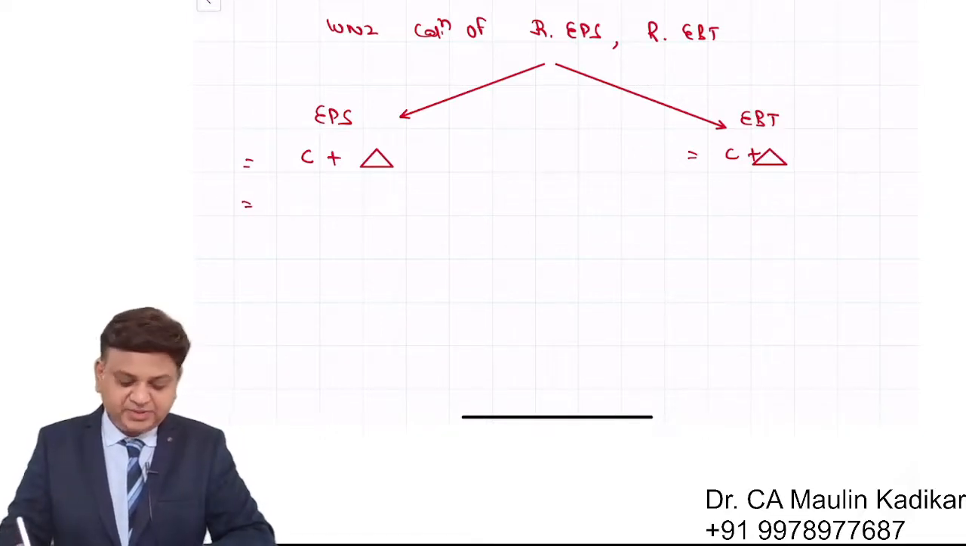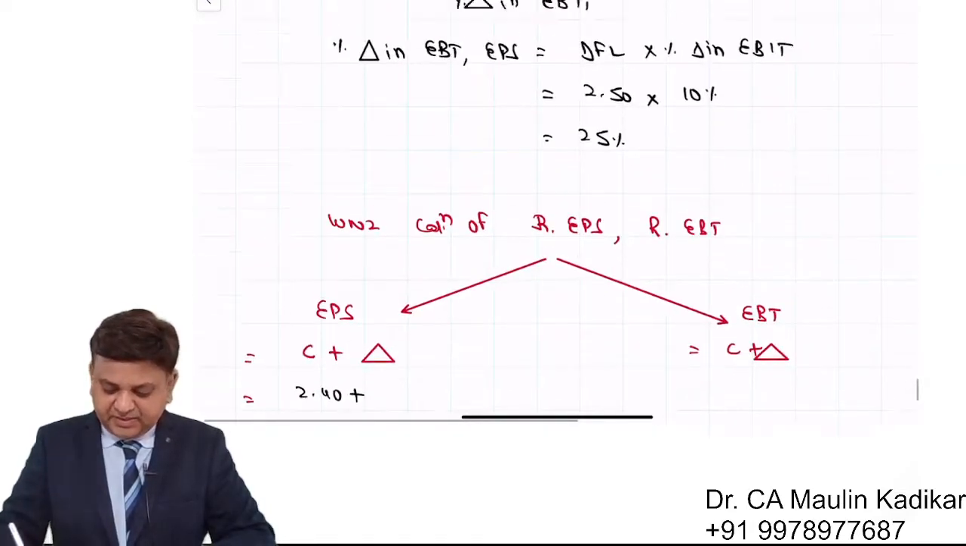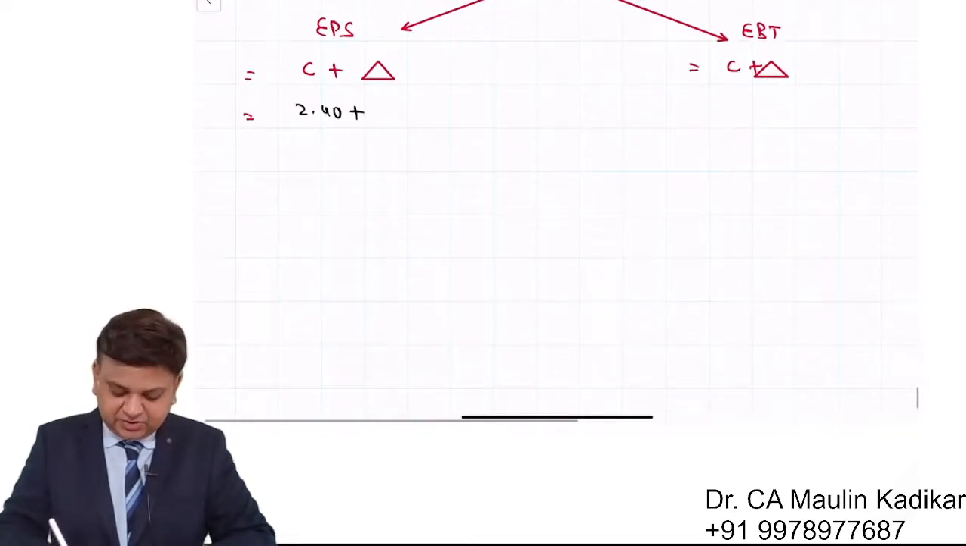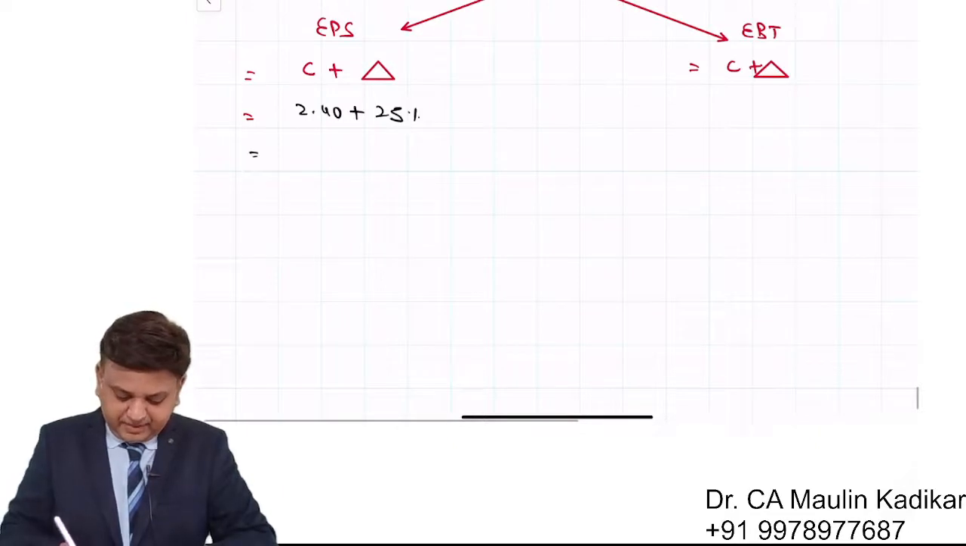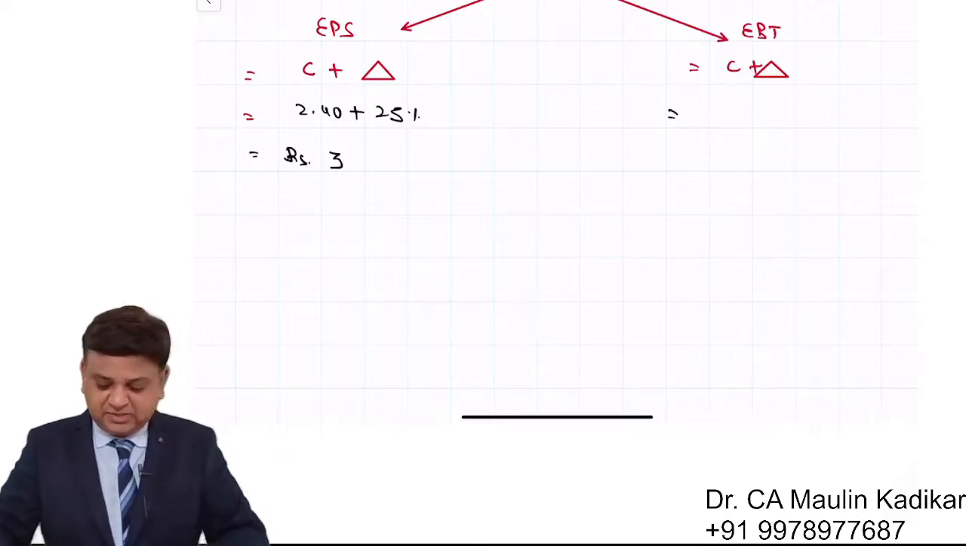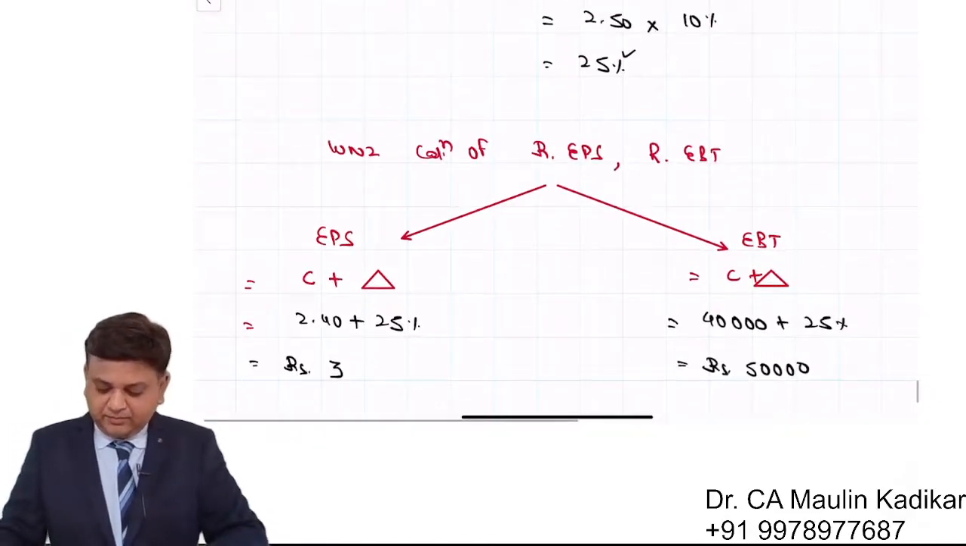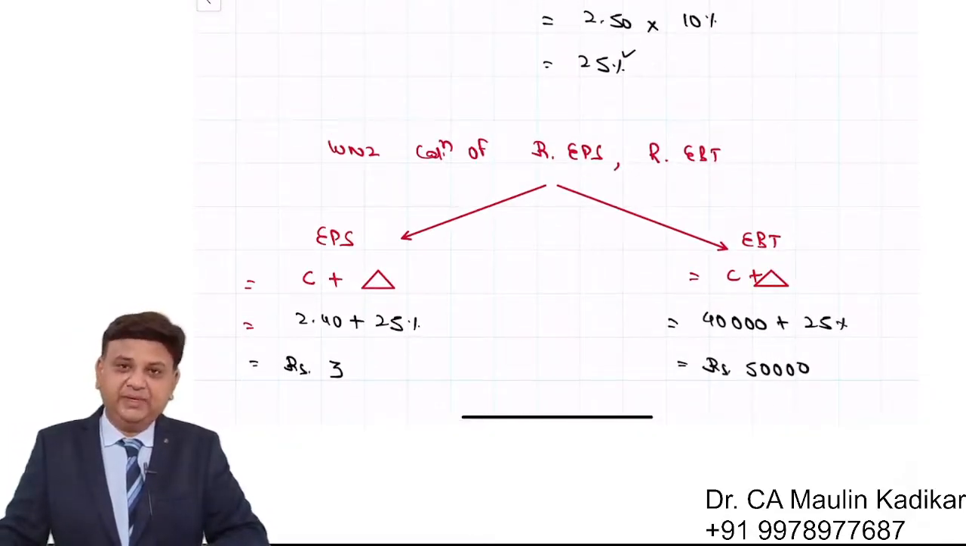As far as the earning per share is concerned, currently it is 2 rupees 40 paise, plus an increase by 25%. That comes to rupees 3. And earning before taxes, it is 40,000 plus 25%. That comes to rupees 50,000. That is the way revised EPS and revised EBT will be found.